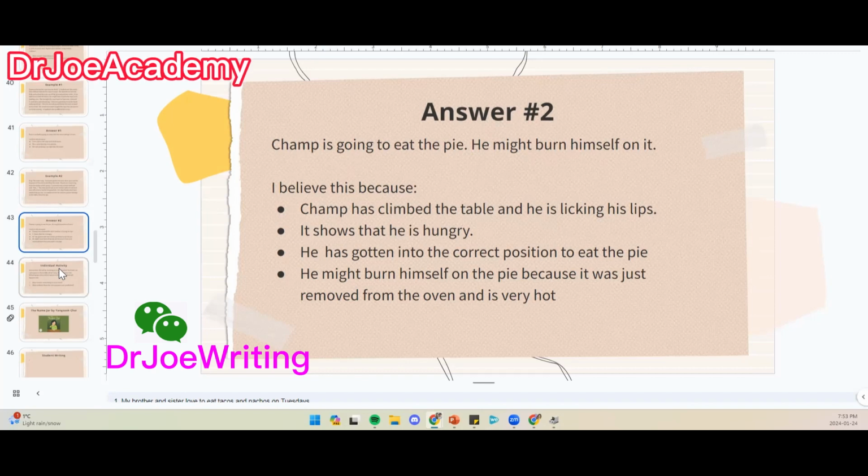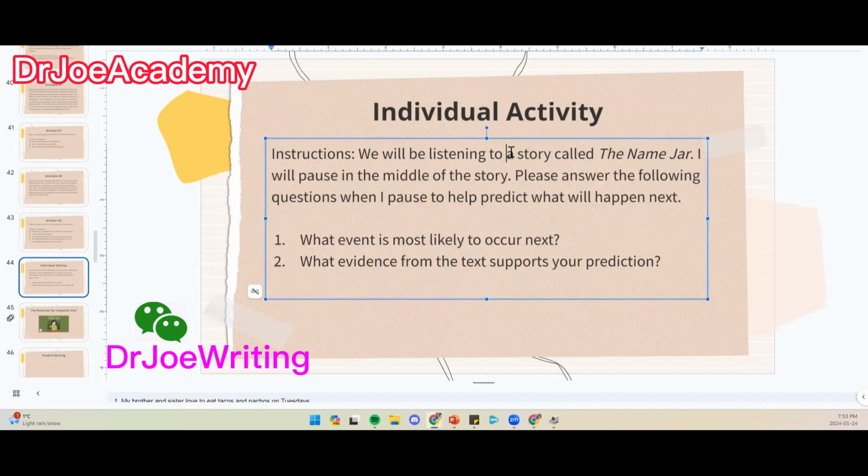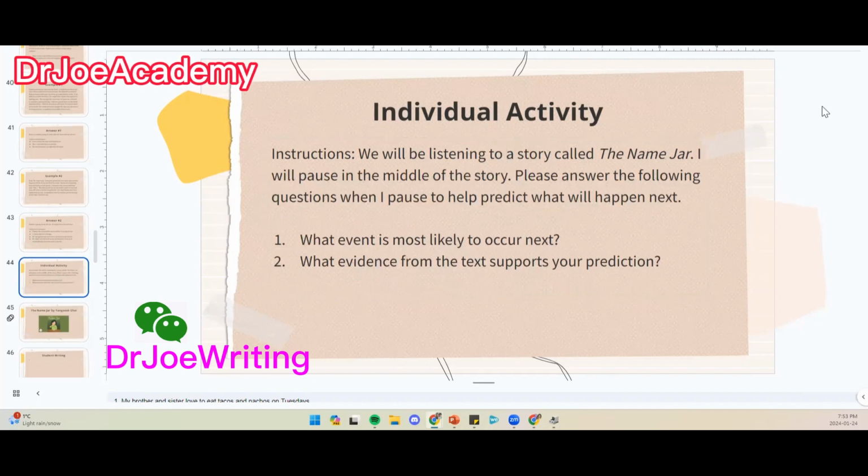Okay, so that was great practice for all of us. So now we're going to head into our individual activity. We will be listening or watching a video of someone reading a story called The Name Jar. I'm not sure if you've heard of it before.